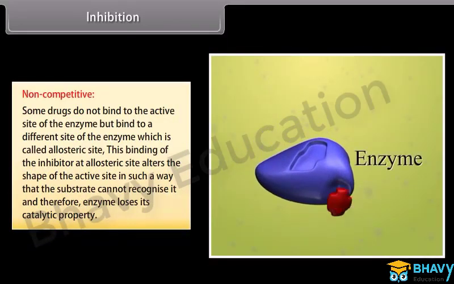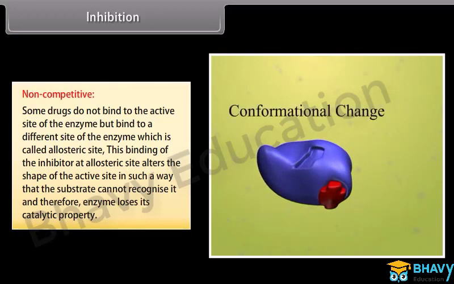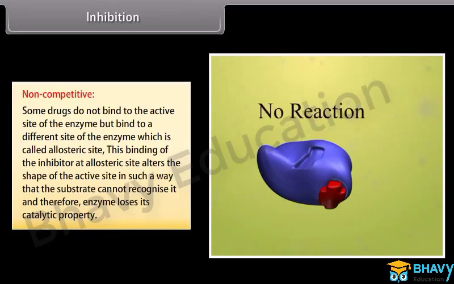Non-competitive. Some drugs do not bind to the active site of the enzyme, but bind to a different site of the enzyme, which is called allosteric site. This binding of the inhibitor at allosteric site alters the shape of the active site in such a way that the substrate cannot recognize it, and therefore the enzyme loses its catalytic property.